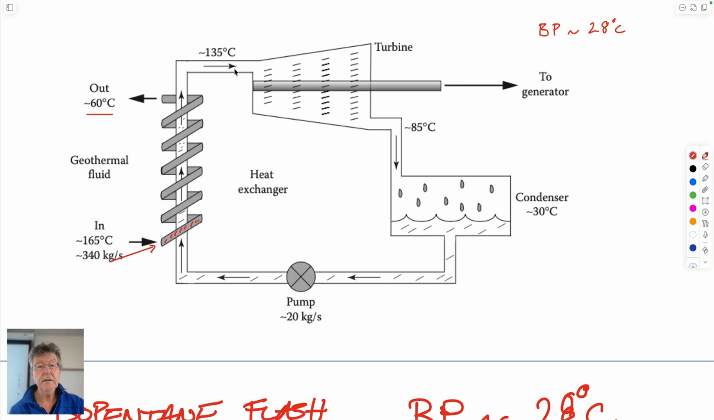So it comes in here, it's under pressure, it's flashed to a steam, it goes through the turbine, it runs this turbine, and then exits at 85 degrees centigrade. It's condensed to 35 degrees centigrade. So on the Carnot cycle, that's here. So this is temperature or pressure.